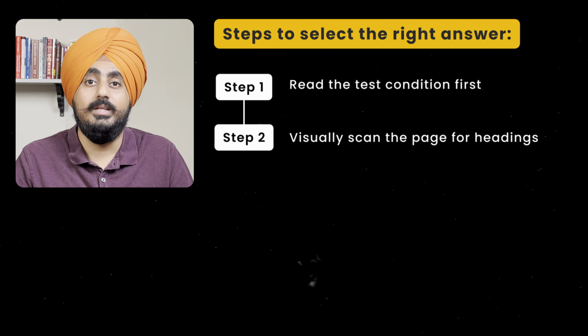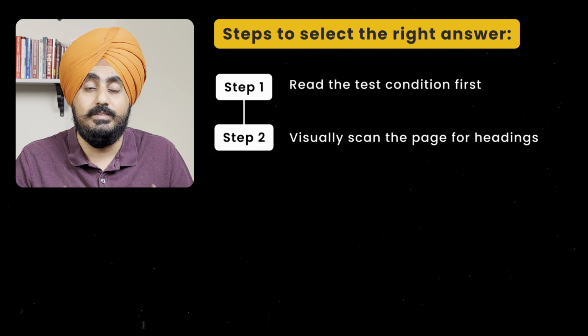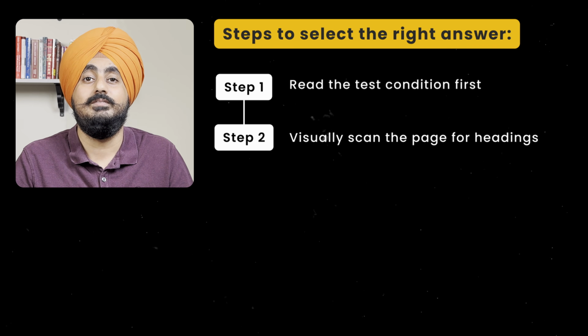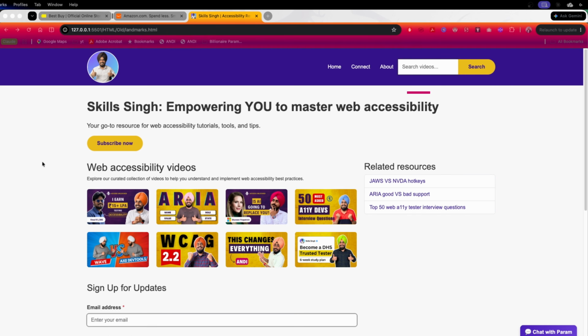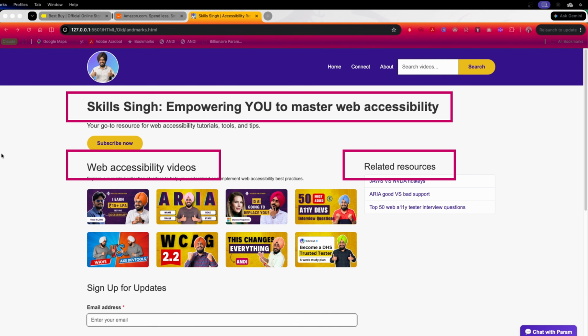Step 2. Open the sample page. But don't start testing immediately. Just look at the page first. Let's say you see a page with 3 visible headings. Skilling, empowering you to master web accessibility, videos and related resources. Your first job is to build a visual map. What looks like a heading? Where are the content sections? What text is visually acting as a section label?